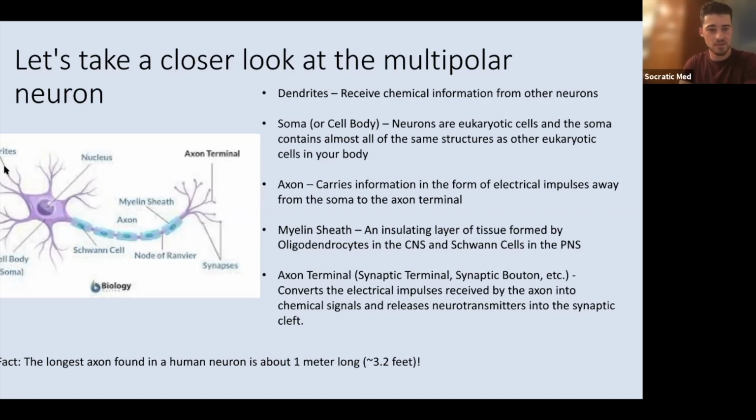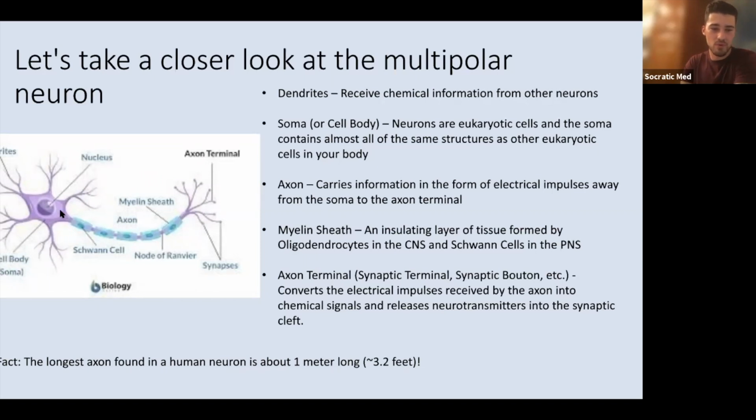So the dendrites are over to the left, the little projections that are coming off of the cell body. Those receive chemical information from other neurons. That's the input. They receive input there, and then action potentials are generated, which we'll get into a little bit later, and it propagates down the axon. But first, it has to pass the soma, which is the cell body.